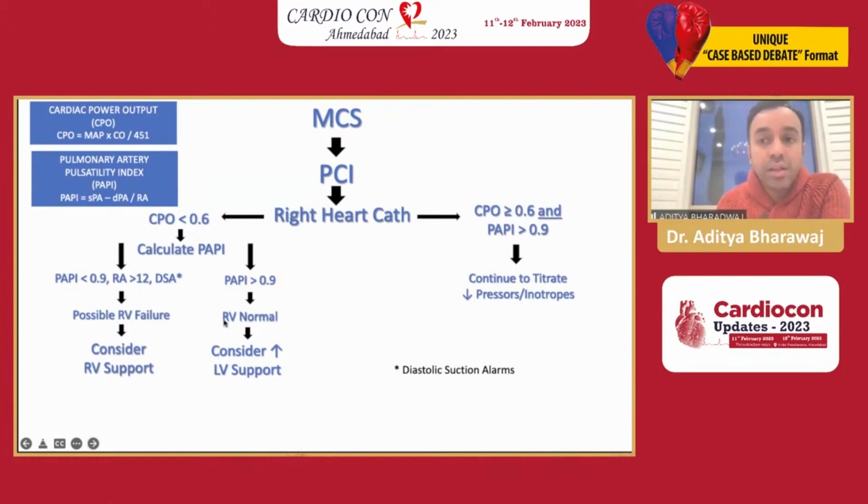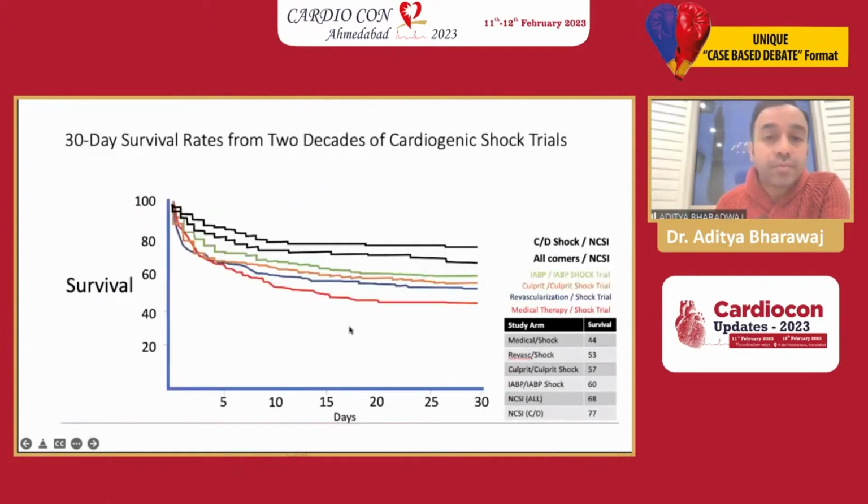So the algorithm is here. If you have any questions, you can reach out to me even later on. But basically, if the CPO is less than 0.6, that means that you either need to consider RV support if the PAPI is low, or if the PAPI is okay, you need to consider increasing the LV support. So what we really want to achieve is a CPO of greater than 0.6 and a PAPI of greater than 0.9. So why is NCSI so important?